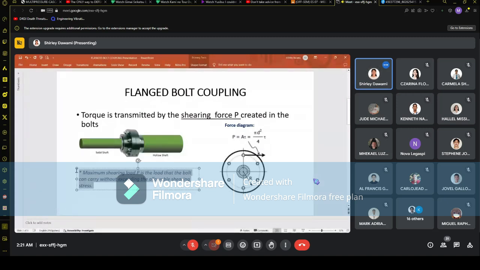Okay. So this resistance, this force diagram here, is the resisting force which must be perpendicular to the center of the bolt. Okay. So as you can see, it is perpendicular. This part here is called the radius. Okay. So it is perpendicular because from the center with the radius, it is exactly perpendicular. Okay.